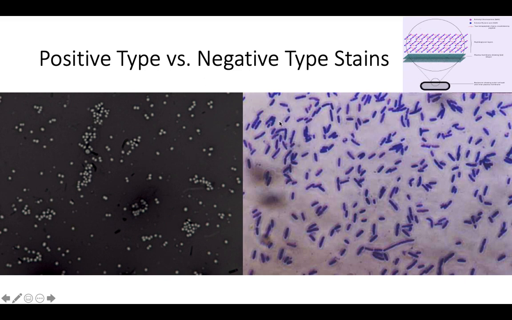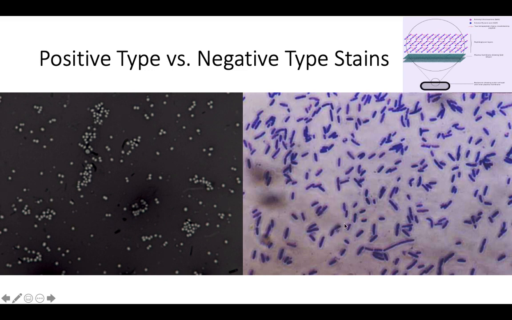But before we get too far into the different types of stains, we need to talk about the two different broad types of stains: a positive type stain and a negative type stain. This is a positive type stain right here, and this is a negative type stain right here. So with a positive type stain, you can see the individual bacteria here. This is one bacteria, one bacteria, one bacteria. You guys get the idea.